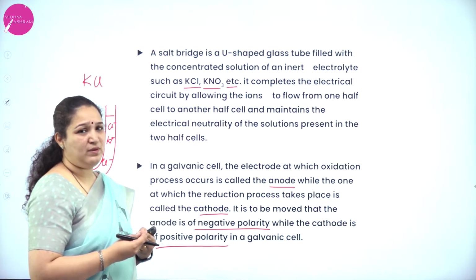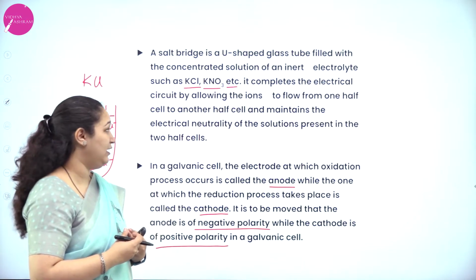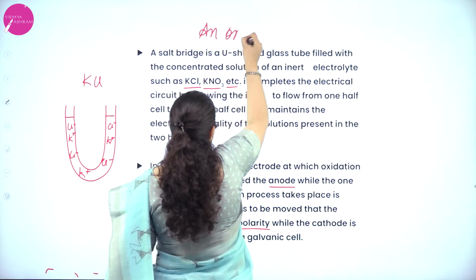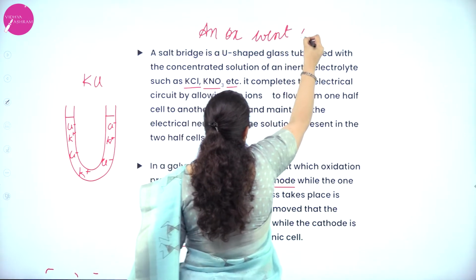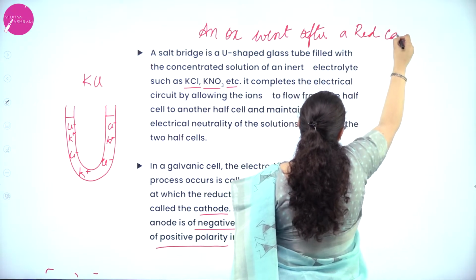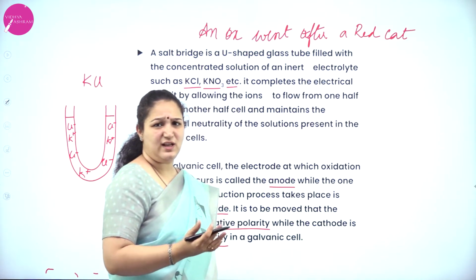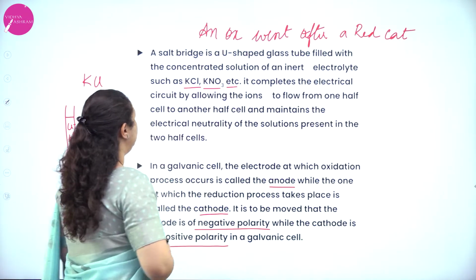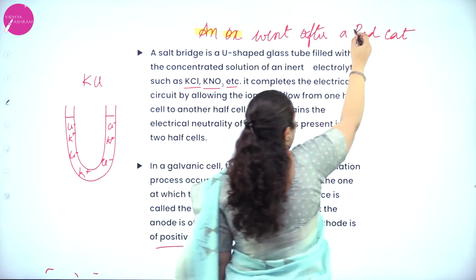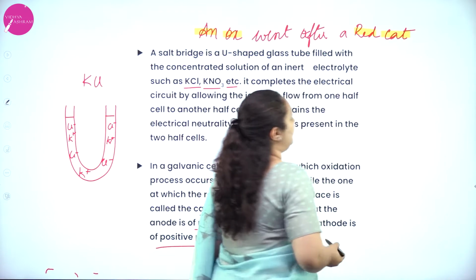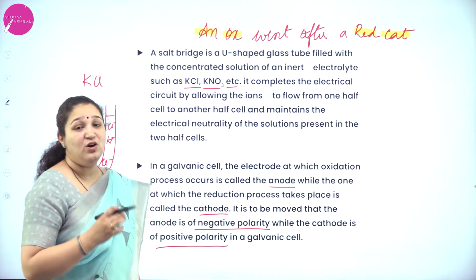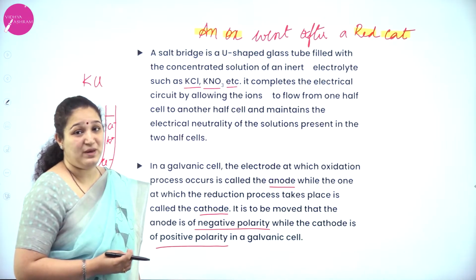Or just to remember oxidation and reduction very carefully, you can just remember this: an ox went after a red cat. Now, why am I writing this in electrochemistry, you might think? At the anode, oxidation is taking place, reduction is taking place at the cathode. Just remember it this way. It is very easy for galvanic cells or electrochemical cells.